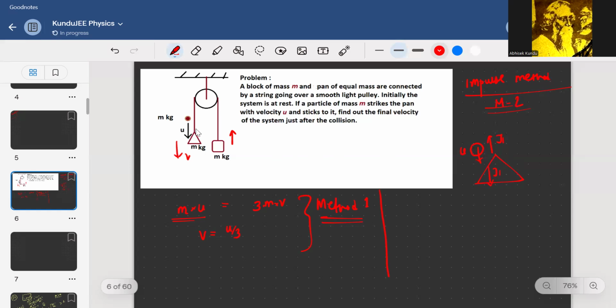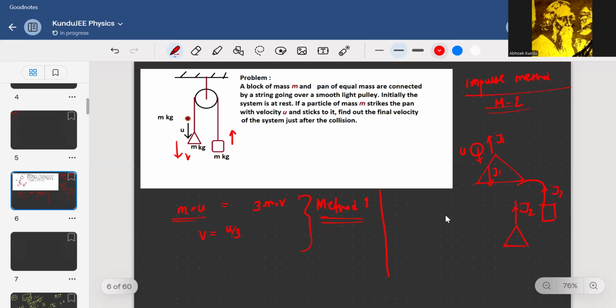And as this string is connected over this pulley, the string will develop a tensile impulse. Let's say the impulse developed is J2, but it will be in the upward direction, right? Because the tension always acts outward from the body. So this tensile impulse will also act outward from the body. And as the string is inextensible, the tensile impulse goes across the pulley to the block. That is also J2.